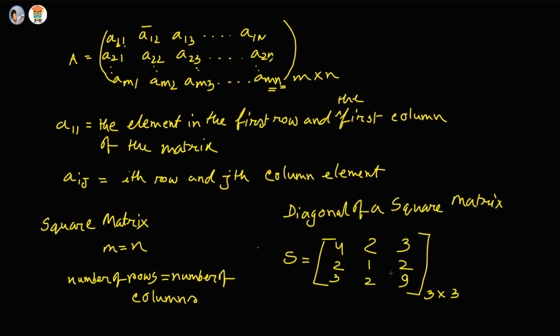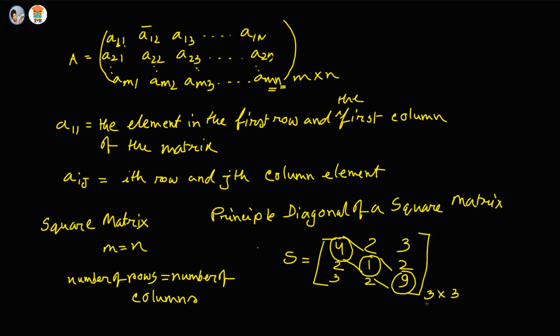What do we understand by diagonal of a square matrix? Or to be more precise, principal diagonal of a square matrix. See these elements here from top left to bottom right, to consider a world map, from Alaska through Middle East to New Zealand. This diagonal is known as principal diagonal of a square matrix.